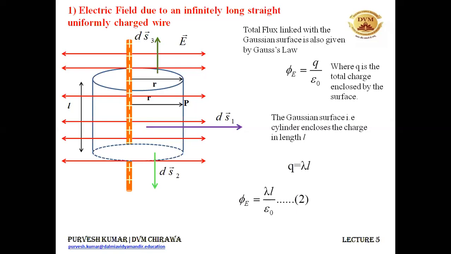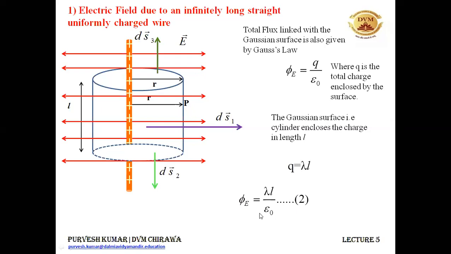I'm explaining it again to you, why the value of this Q comes out to be lambda into L, because this Gaussian surface is enclosing only length L of this wire, and the charge present in length L is equal to the charge present in unit length multiplied by that length. So that's why it comes out to be lambda into L, and in place of Q we should be writing lambda L.